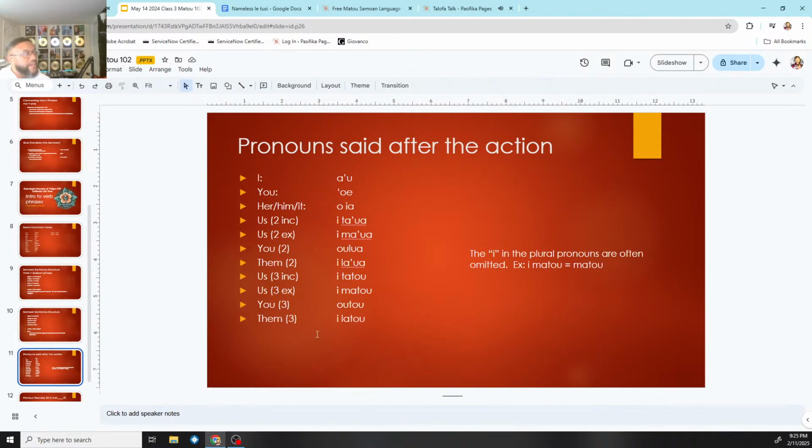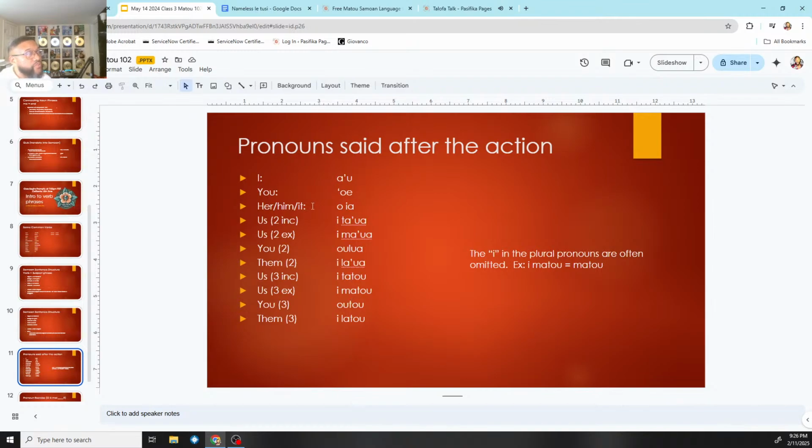Okay, and then the last thing that we want to learn today are the pronouns. This is very big, another big concept. Actually, everything in here is a big concept, since it's a very short class. We'll go through each one of these. So a pronoun is a substitute for how you talk about a person. So instead of me saying Viliamu, I'll say A'u. A'u is me or I, right?